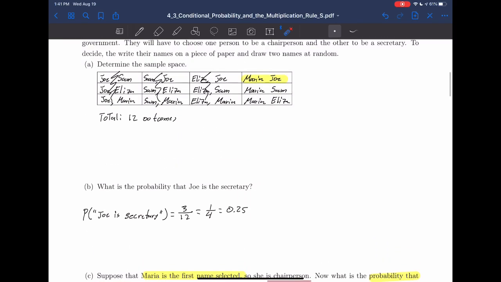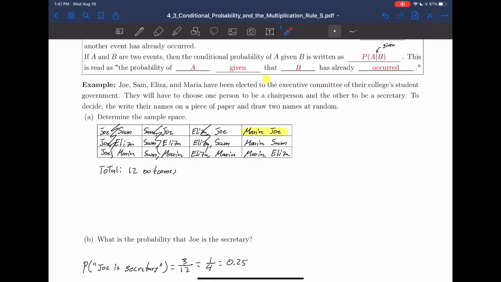And the reason is because since Maria was already chosen as chairman, we reduced the total number of outcomes to just 3, and there was only 1 chance where Joe could be secretary.